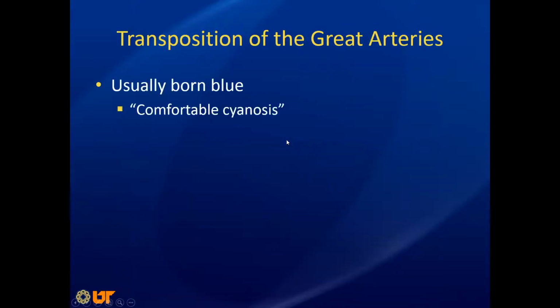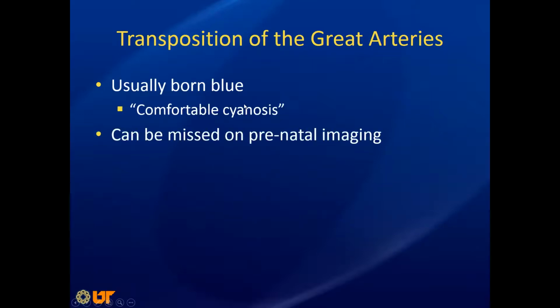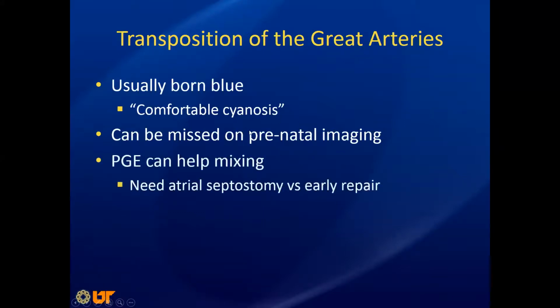So these are usually born blue, and this is classically comfortable cyanosis because there's not too much blood flow anywhere. There's a normal amount, it's just not going the right places. So they're blue, but they're not breathing harder or anything like that. Like we talked about, they can be missed on prenatal imaging.